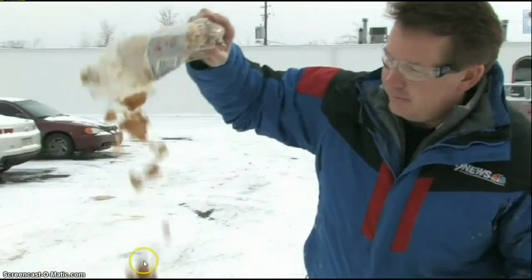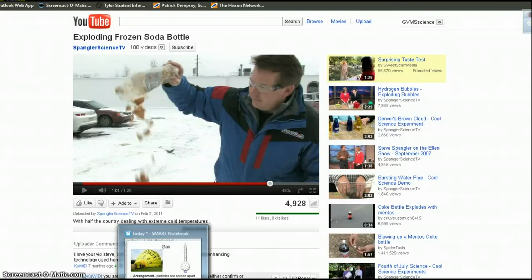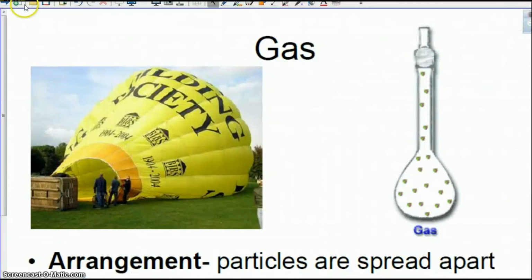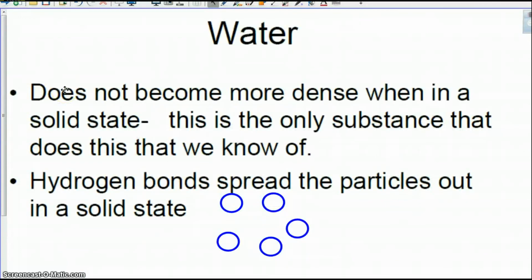Okay, so there was definitely some noise amplification there. You're not going to get that kind of same reaction, but that's what's happening. You have water that freezes, and when it freezes, the particles spread out and they take up more space. So they can't be contained in that bottle anymore, and it breaks. That's why you don't want water to freeze in your pipes, because it'll expand past those pipes and pipes will crack. You'll have water leaks in your pipes.